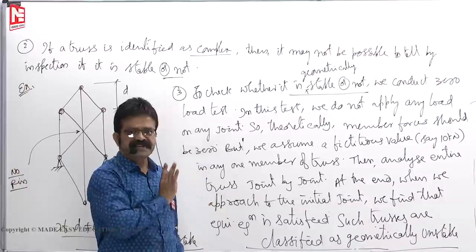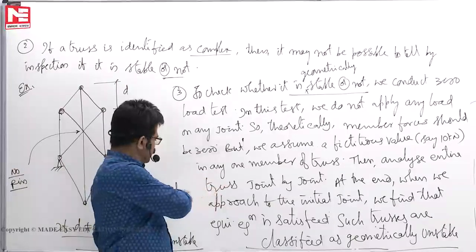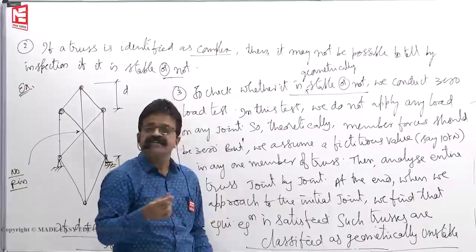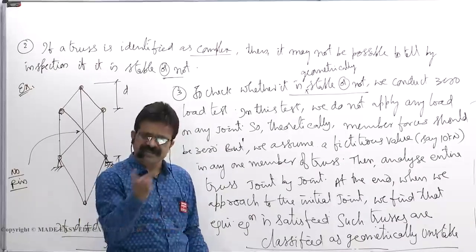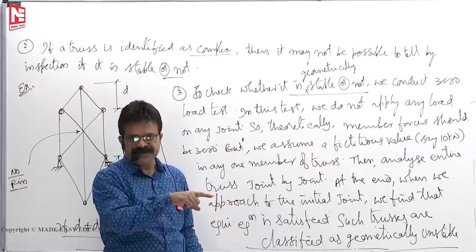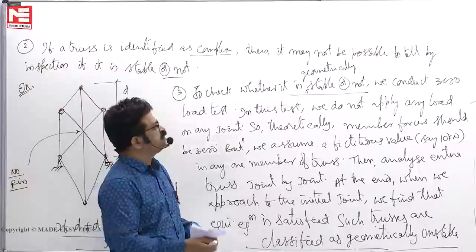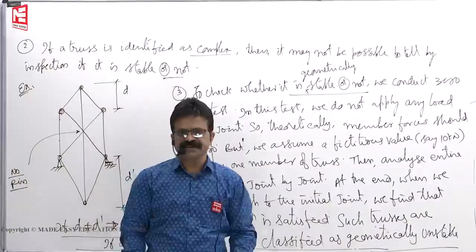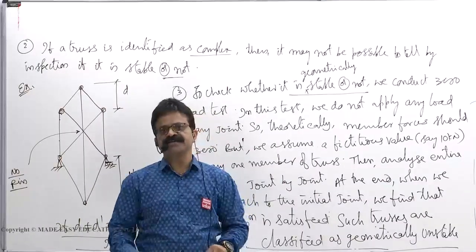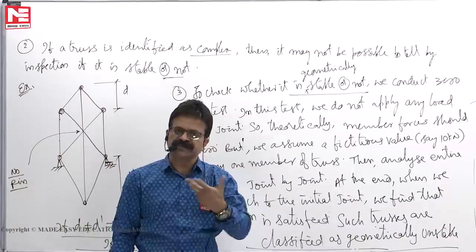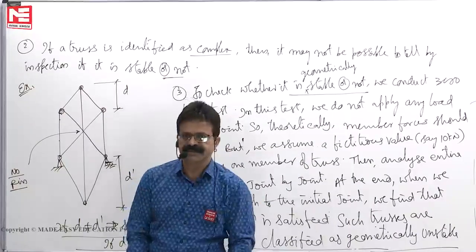There should be some inconsistent results if it were stable. No inconsistency. Again, equilibrium is satisfied. That means it is an unstable structure. Okay. So that's about the zero load testing. We do it for complex trusses. Other cases by inspection, I have already told you how we have to do it.